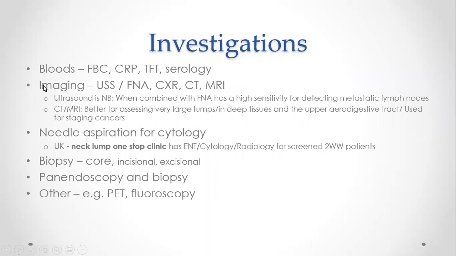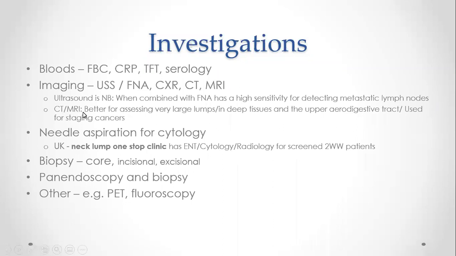The first and most useful imaging is ultrasound and ultrasound-guided fine needle aspiration cytology. This combined ultrasound and ultrasound-guided fine needle aspiration cytology is very sensitive for detecting metastatic lymph nodes, and it's very sensitive for thyroid swelling as well. And then other imaging modalities are CT or MRI.